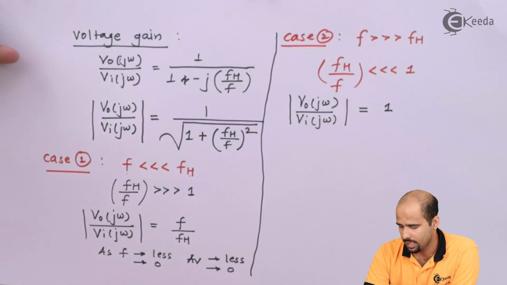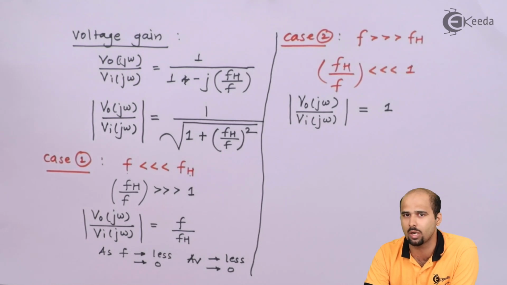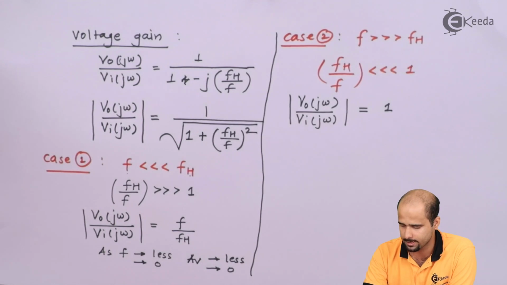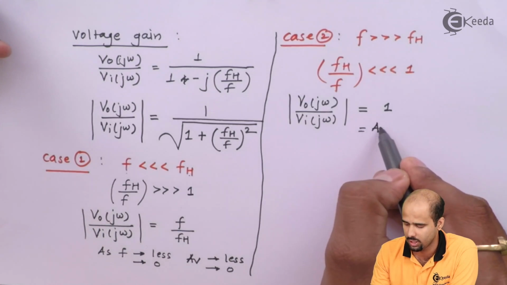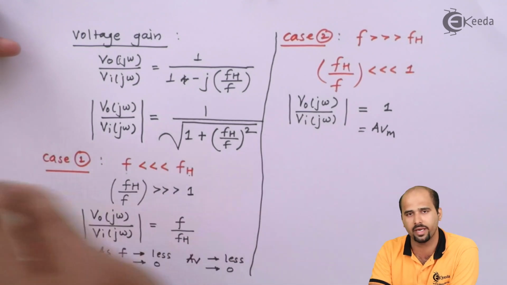And basically I will be getting this value 1, which indicates that whatever input I am passing, I'll get that particular output as it is without any decremental value of voltage. So I can say that this is nothing but your maximum value. I can say that this is nothing but your AVM, right?